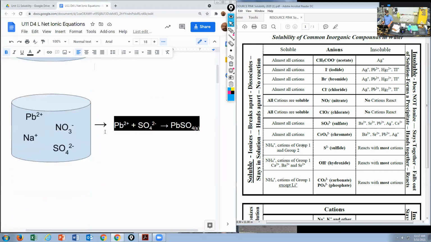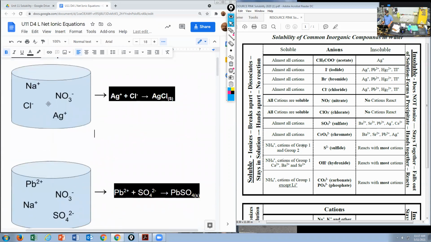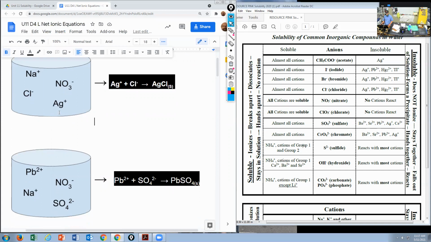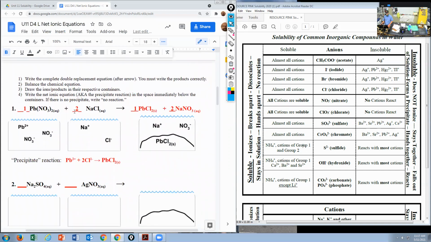Now we're going to jump into today's net ionic equations. Now notice it's very similar. Okay, we're going to have a bunch of ions in a container together. So this is the first example I have, and I'm going to leave this one on the page for you.